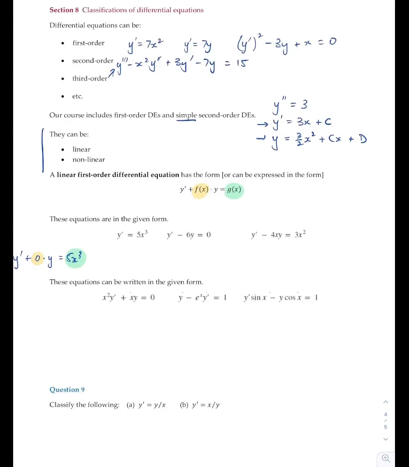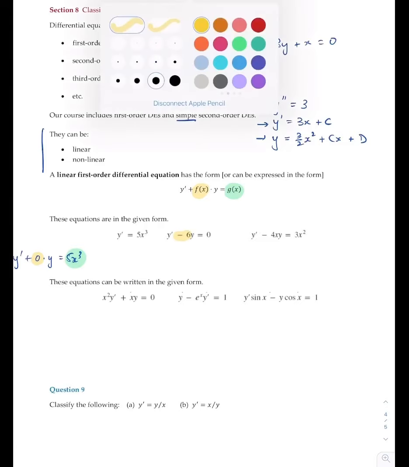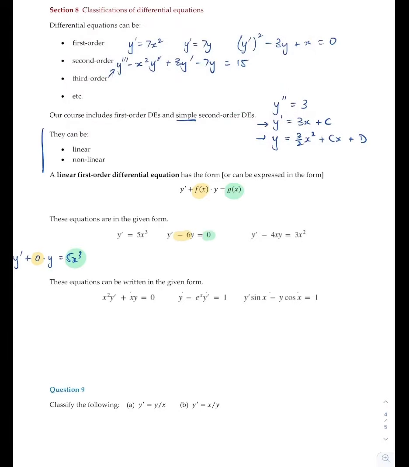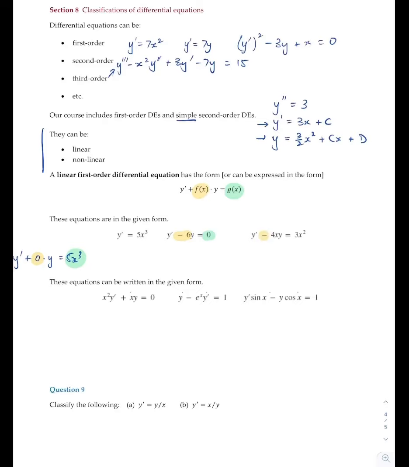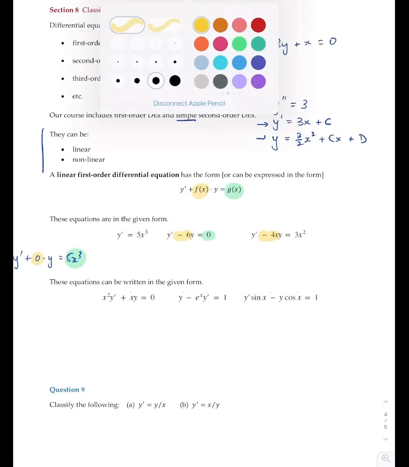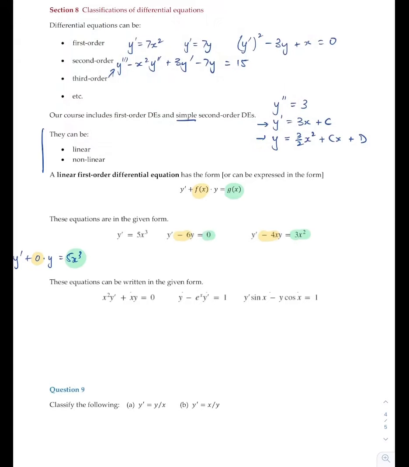Right, the next one. Y dash minus 6y, that's already in the right form. So y dash, we've got the negative 6 is f of x, and 0 is the g of x. And now we've got y dash minus 4xy, so that's a genuine function of x, and 3x squared. All right.